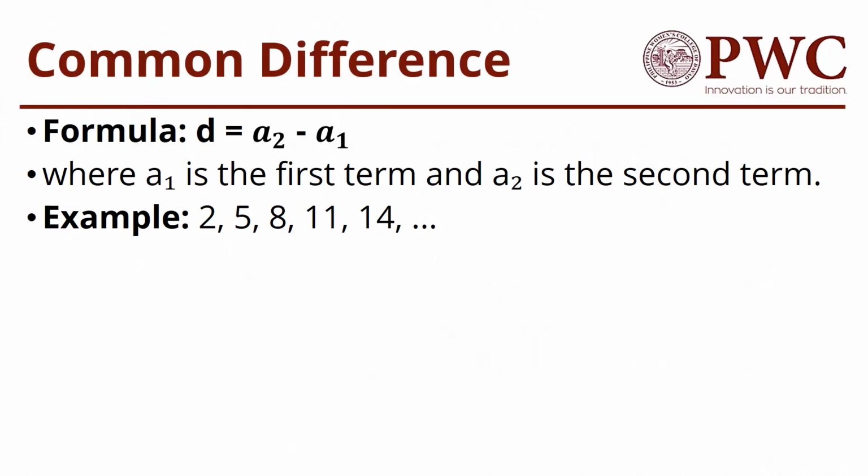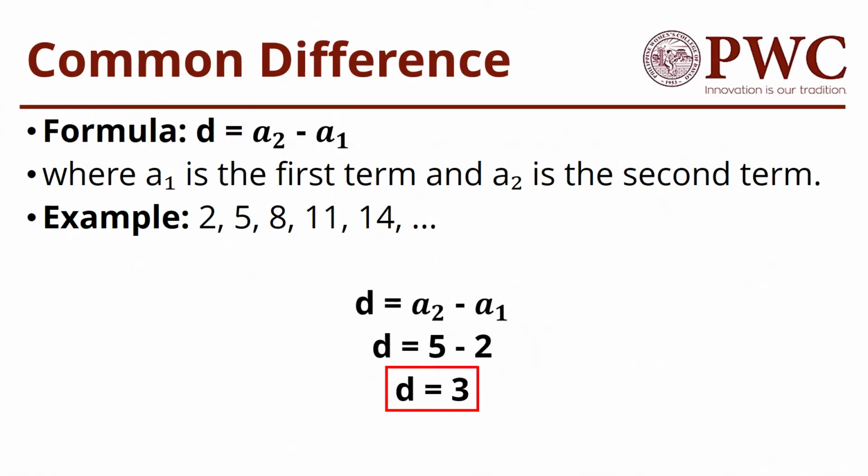There is an example sequence which is 2, 5, 8, 11, and 14. So let's solve for the common difference. So we all know that the formula for the common difference is d is equal to a sub 2 minus a sub 1, which means it's the second term minus the first term. So our second term is 5, as you can see there in the sequence, and our first term is 2. So we subtract 5 with 2, that gives us 3. So our common difference for the sequence 2, 5, 8, 11, and 14 is 3. Now we're done with the common difference.